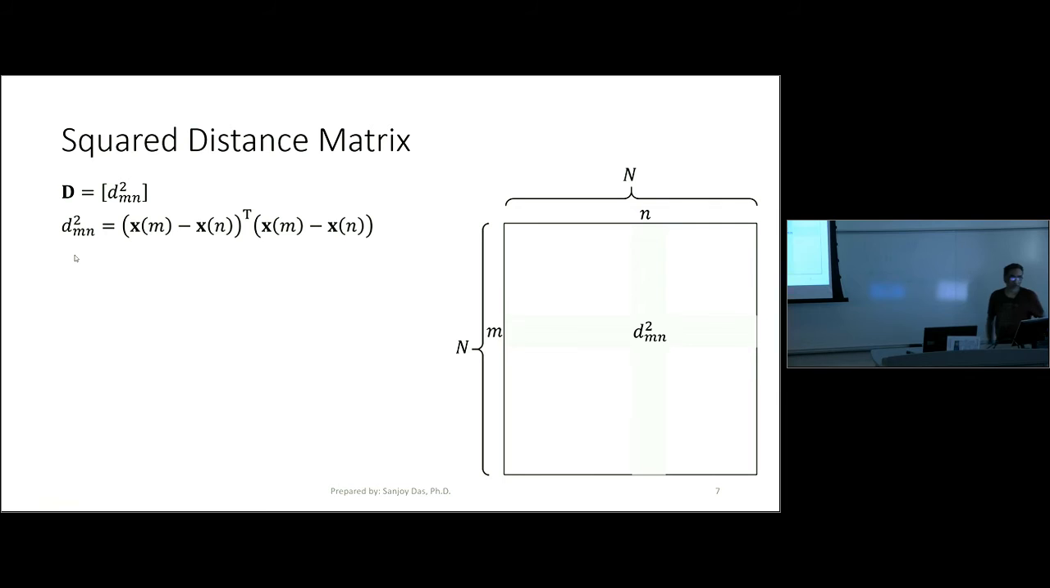So dmn squared is, as I wrote here, xm minus xn transpose times xm minus xn. Actually, I didn't use x bars here. I just took the raw data before centering, and then I computed the distance matrix. Why is that? Before and after centering, the distances will not change. That's why.